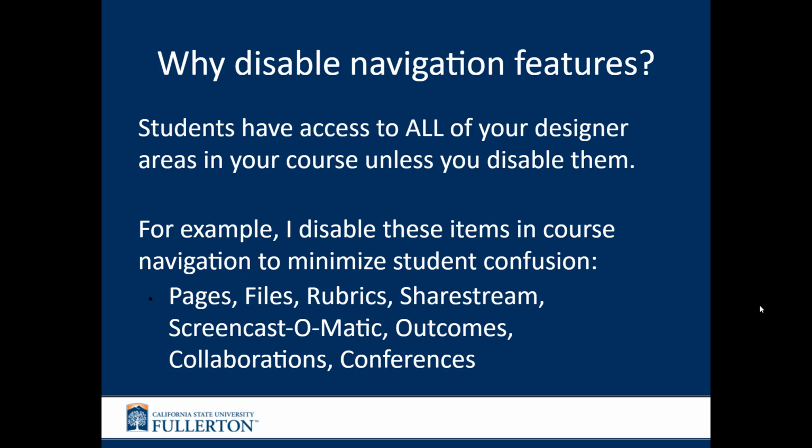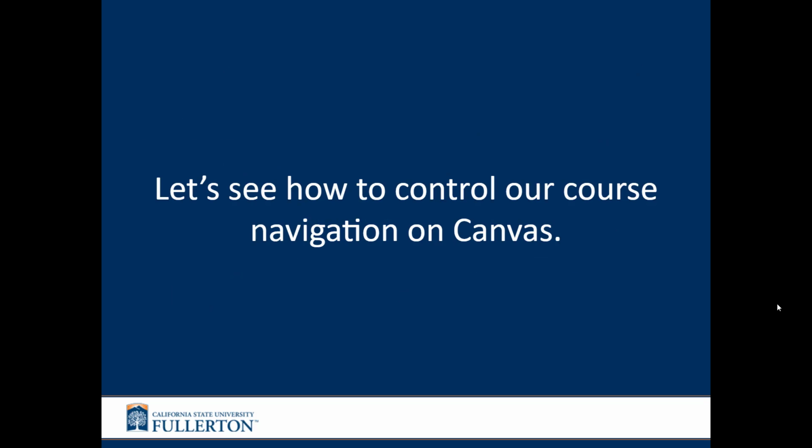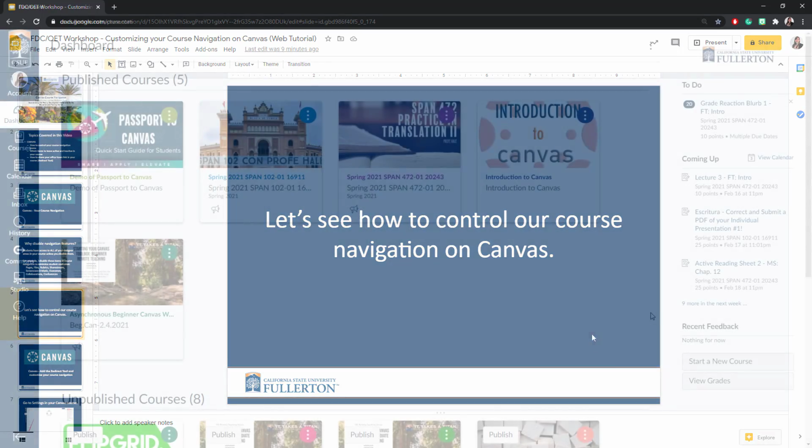For example, I like to disable pages, files, rubrics, ShareStream, outcomes, collaborations, conferences, or any other course navigation item that I won't be using in that course. This way, it simplifies the design and students only access areas that I wish for them to access. It also reduces confusion for students because many of them get lost with having too many items in too many places on their Canvas courses. So let's see how we can control our course navigation on Canvas.